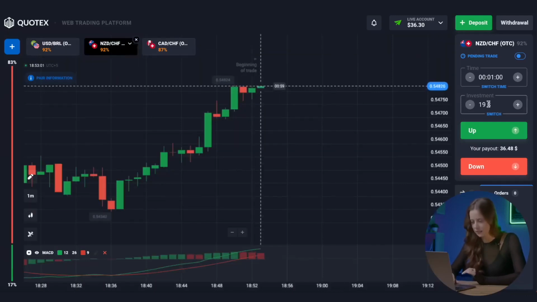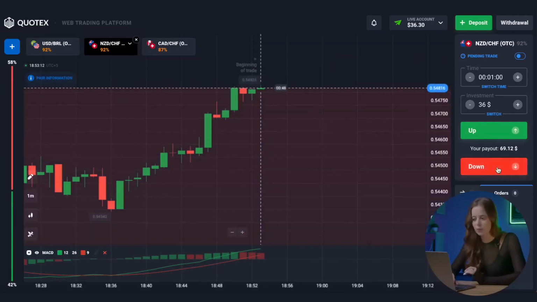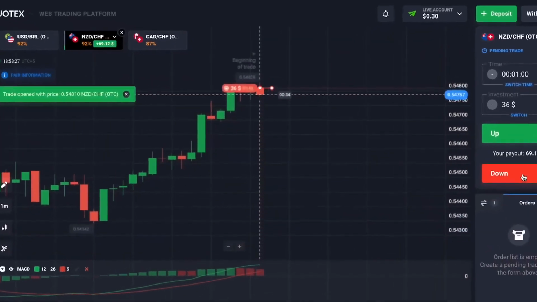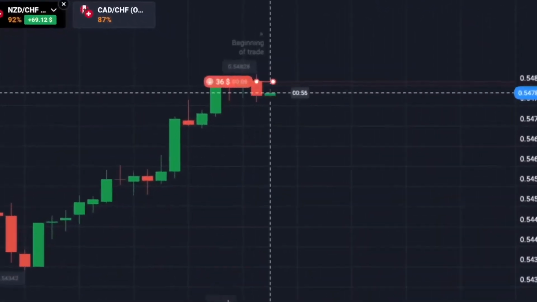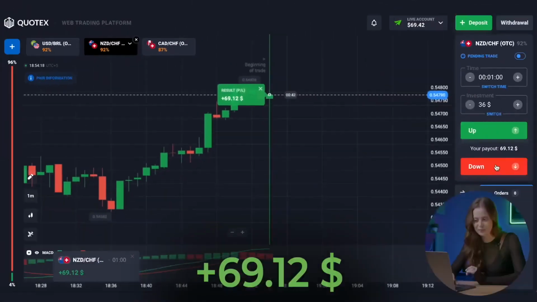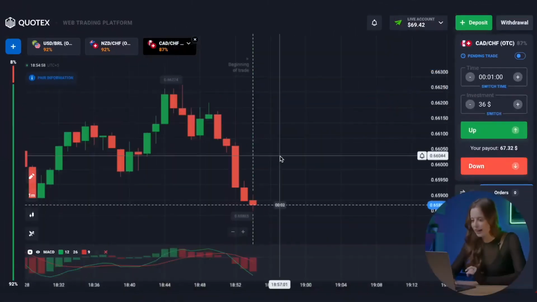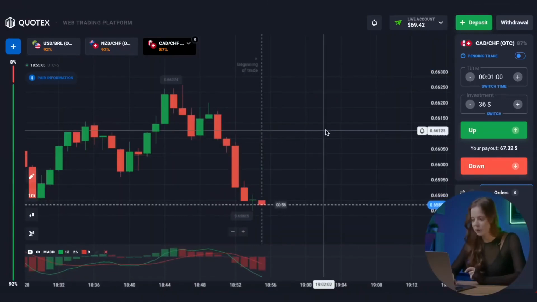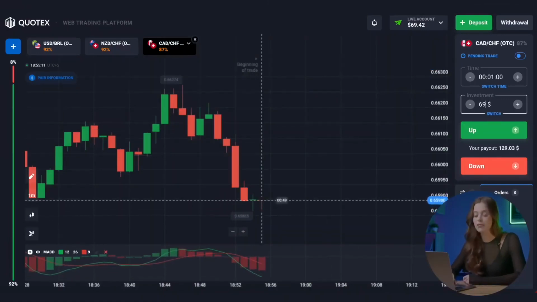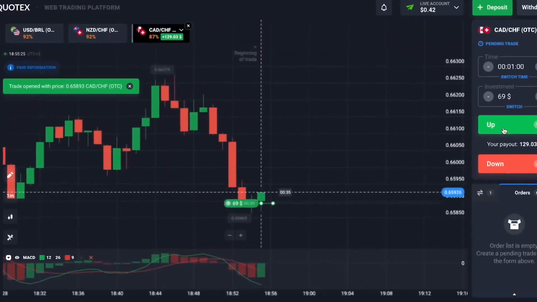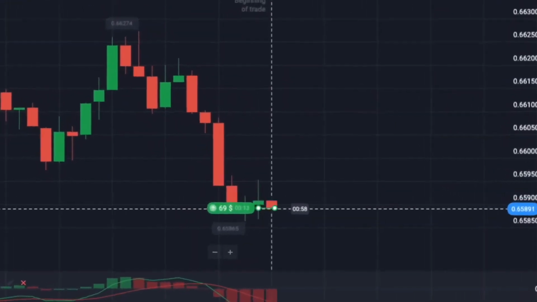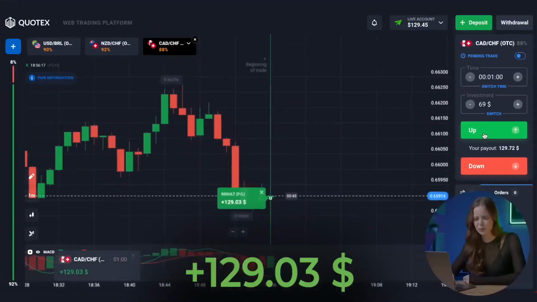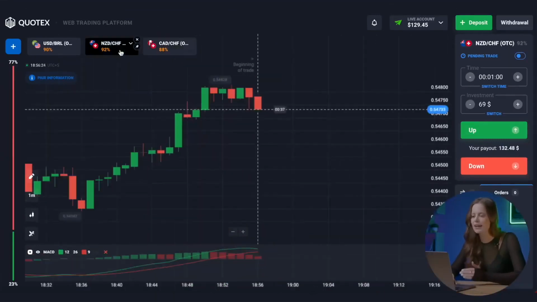And here I see an excellent entry point with $36 at our disposal. So get ready for a put option. It's perfect. That's another win. So let's look at the other currency pair. We've got a correction coming in, so get ready for a call option. That's good. It's been a minute and we've made a nice profit.